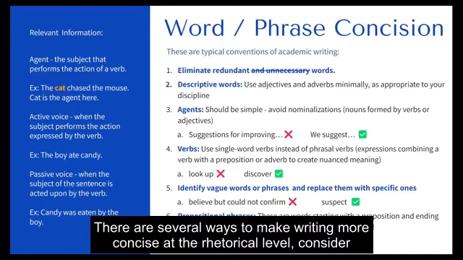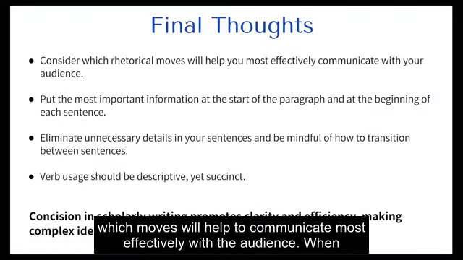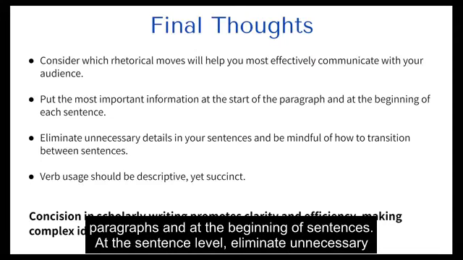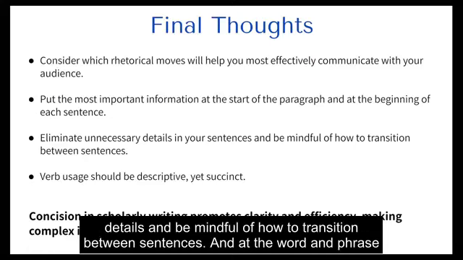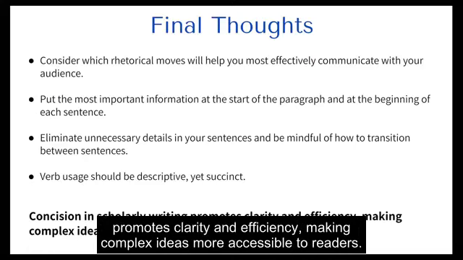There are several ways to make writing more concise. At the rhetorical level, consider which moves will help to communicate most effectively with the audience. When structuring paragraphs, put the most important information at the start of the paragraphs and at the beginning of sentences. At the sentence level, eliminate unnecessary details and be mindful of how to transition between sentences. And at the word and phrase level, use verbs that are descriptive but succinct. Concision in scholarly writing promotes clarity and efficiency, making complex ideas more accessible to readers.